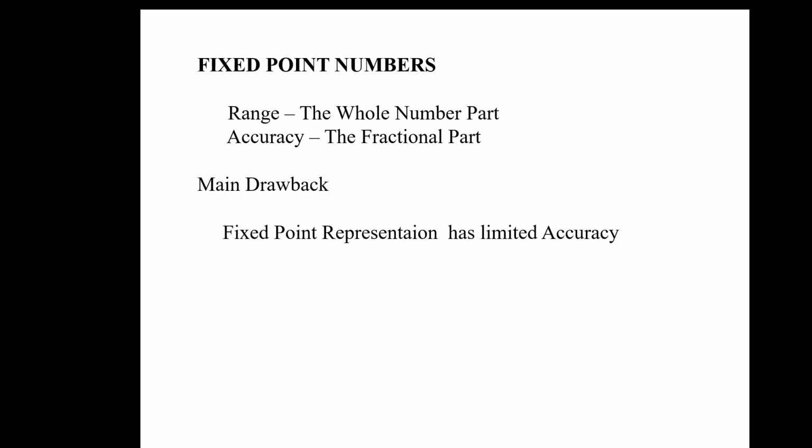A fixed point number has a main drawback. By the way, the whole number part of the fixed point number is called the range. And the fractional part, which is the part after the binary point, is called the accuracy. I'm mentioning this because the main drawback of a fixed point number is it has limited accuracy. It cannot represent very small values.